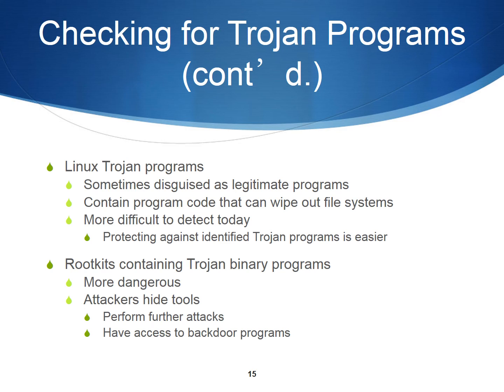Checking for Trojan programs continued. Linux Trojan programs are sometimes disguised as legitimate programs that contain program code that can wipe out file systems. These Trojans are becoming even more difficult to detect today, but protecting against identified Trojans becomes easier. Rootkits containing Trojan binary programs are even more dangerous, because then attackers can hide tools to perform further attacks, as well as have access to backdoor programs.